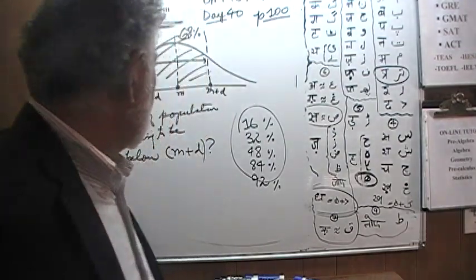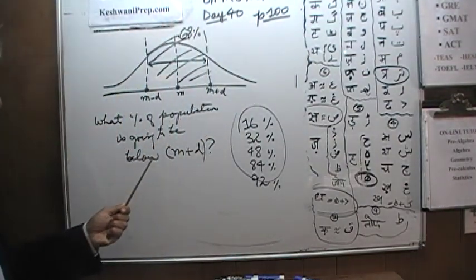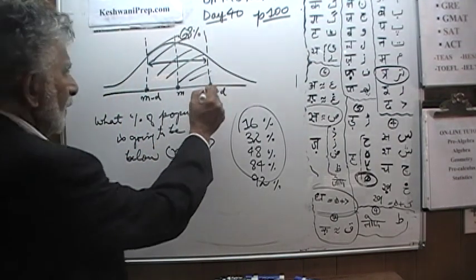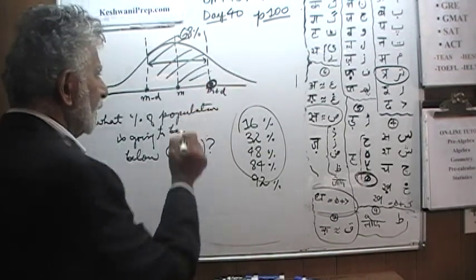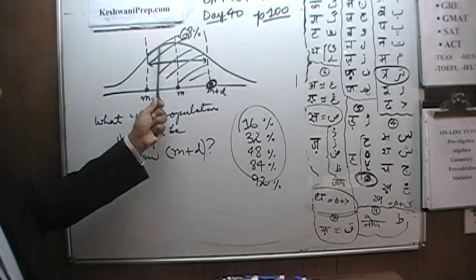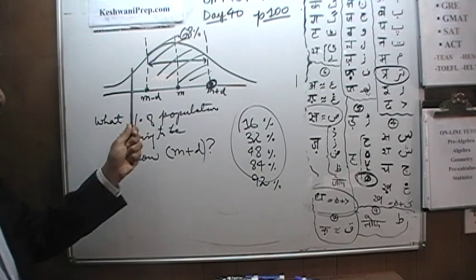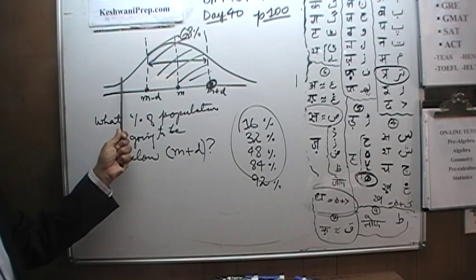The question is, what percent of the population is going to be below this value? What percent of the population is going to be below this value? We already know that this area captures 68% of the population. We just have to figure out this part. So let's do that, shall we?